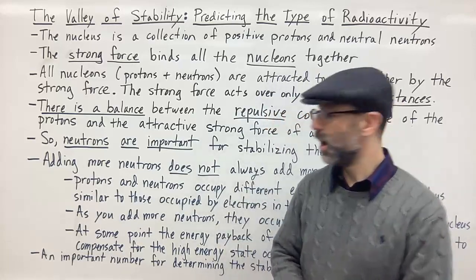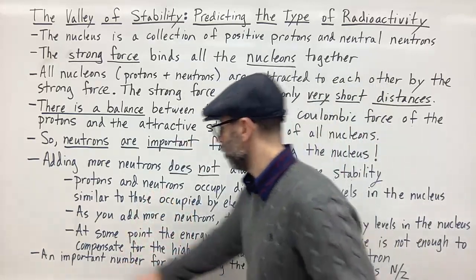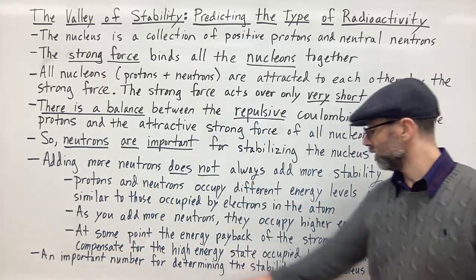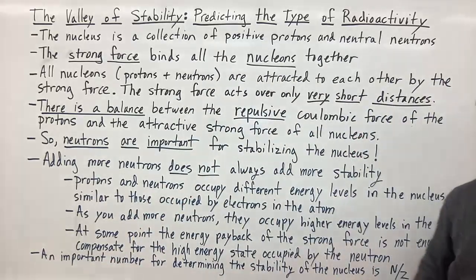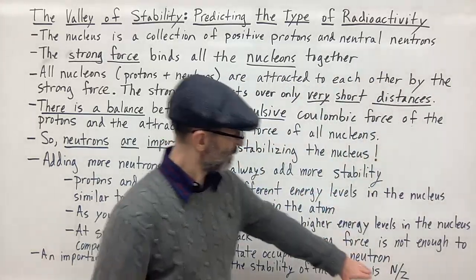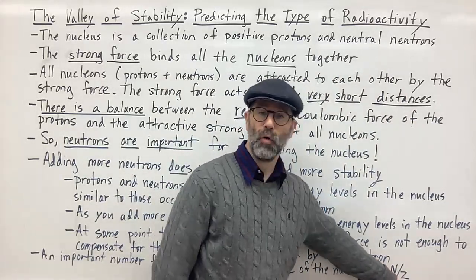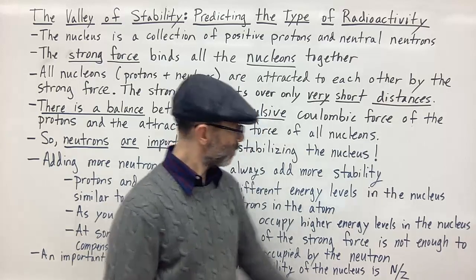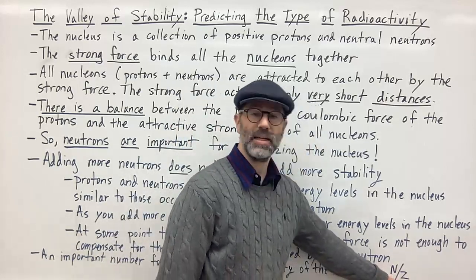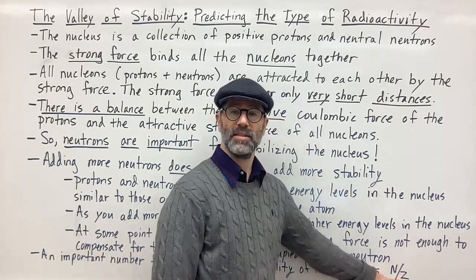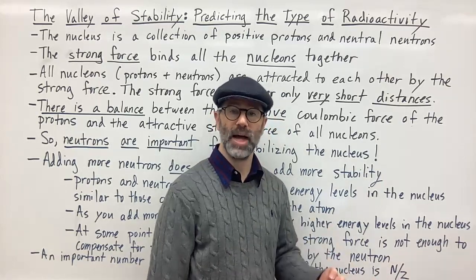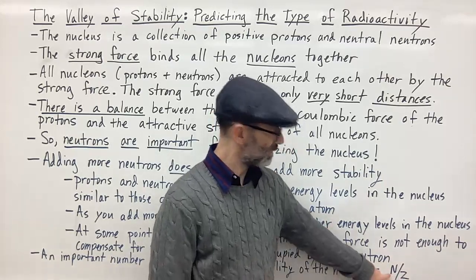And so there is an important number that helps us determine the stability of the nucleus. And that number is the ratio of the neutrons over the protons. So remember, Z is the symbol for protons, and N is the symbol for neutrons.